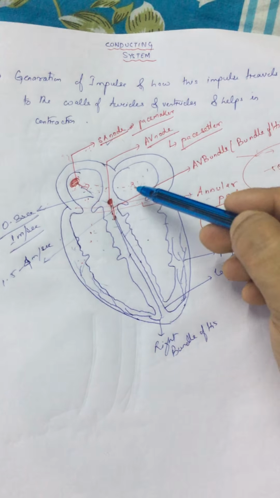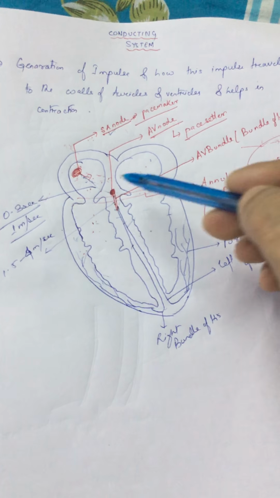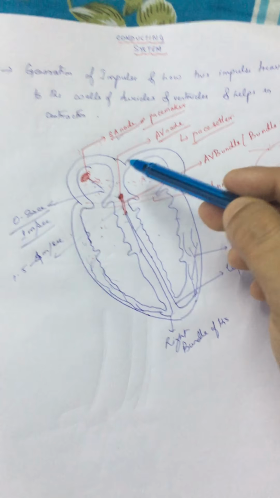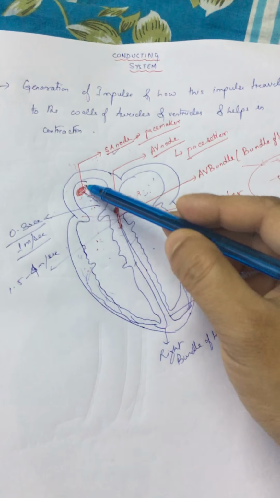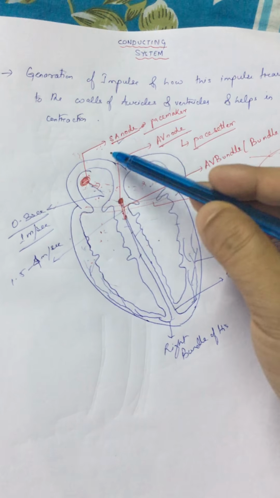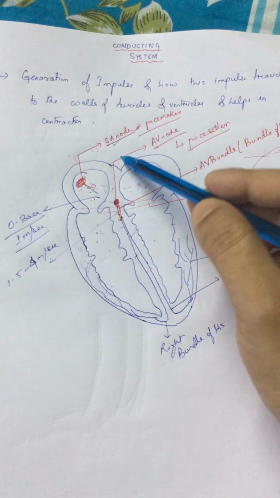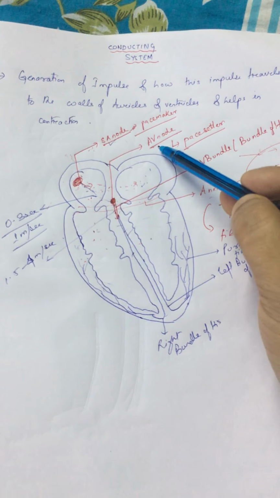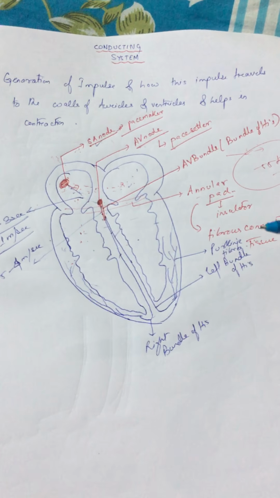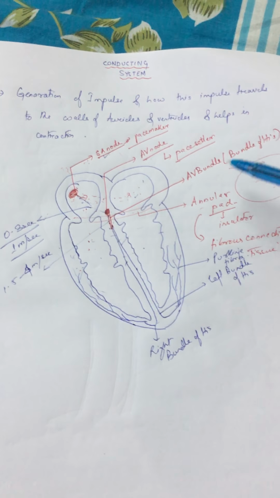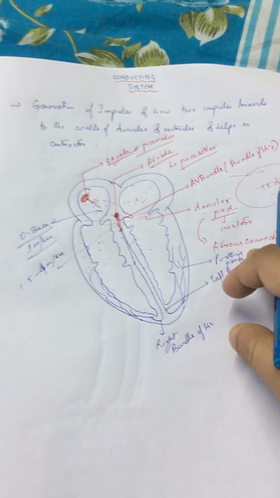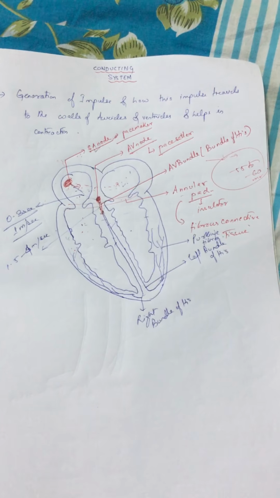The contraction of the heart is entirely dependent on the impulse, and that impulse has to be carried by something. So who will generate and carry it? These are the parts associated with that: the SA node, the AV node, the AV bundle, the left and right bundle of His, and the Purkinje fibers. This is all about the conducting system of the heart in short.